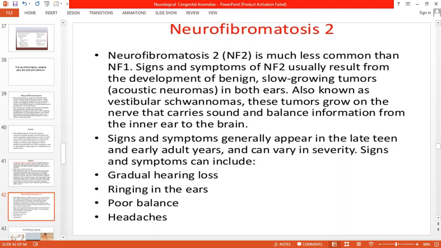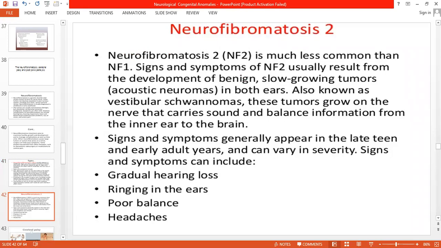Neurofibromatosis type 2 is much less common than NF1. Signs and symptoms of NF2 usually result from the development of benign slow-growing tumors like acoustic neuromas. We described this when we were discussing the brain tumors or the CNS tumors. Acoustic neuromas are the tumors arising from the eighth cranial nerve in both ears. They are usually bilateral tumors or there is a unilateral acoustic neuroma with another brain tumor like meningioma or glioma.